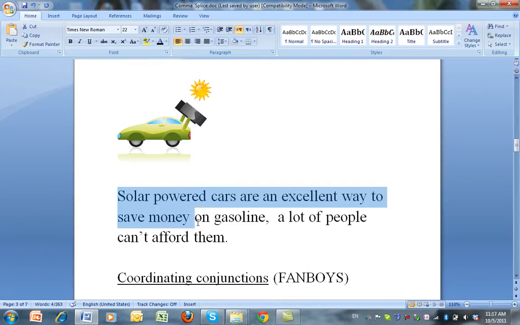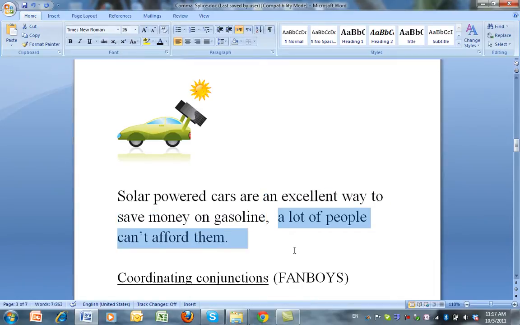Now, what we have here is a sentence. Solar-powered cars are an excellent way to save money on gasoline. That's a sentence. It's got a subject, solar-powered cars. It's got a verb, and then it says something about them. In other words, it's a complete thought. It makes sense all by itself. And this also is a complete thought, and it makes sense all by itself. It's a sentence: a lot of people can't afford them. The point here is that these two cannot be connected with this comma.